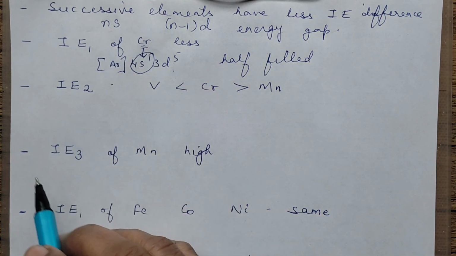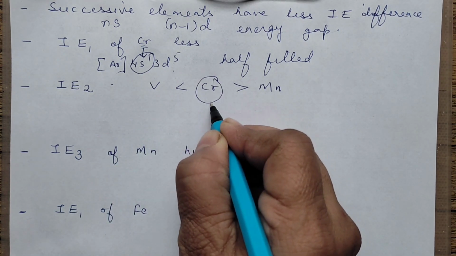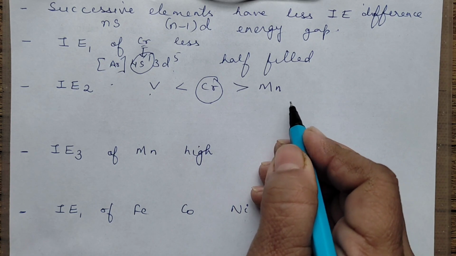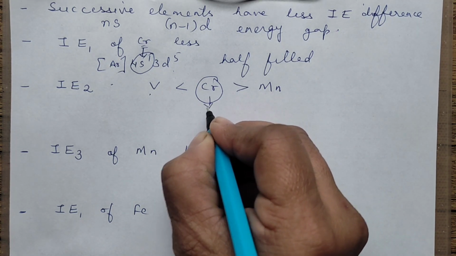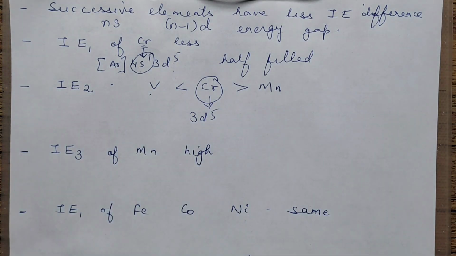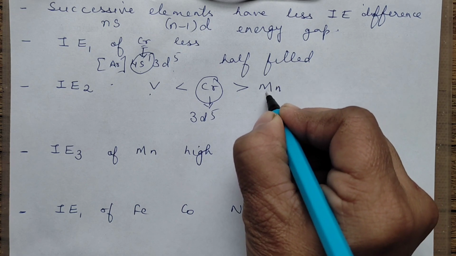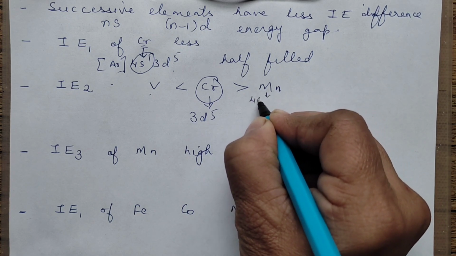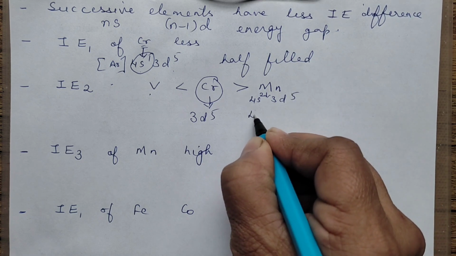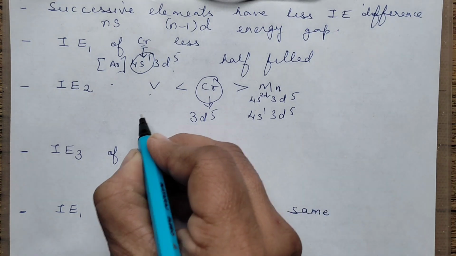Then let's talk about the second ionization enthalpy. It's observed that the second ionization enthalpy of chromium is more than vanadium and even manganese. Because after losing one electron, it acquires 3d5 configuration, because one electron of s has gone. Now, Mn before losing an electron is 4s2 3d5. So after losing one electron, it will be 4s1 3d5. So again it can lose one more electron readily.